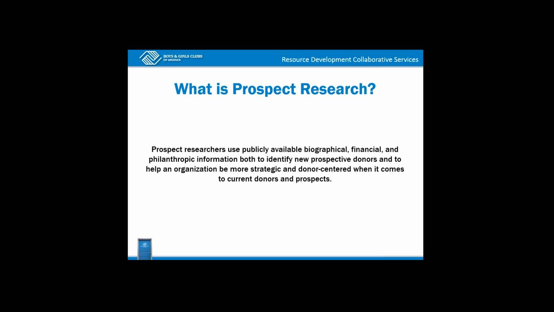So what is prospect research? Prospect research uses publicly available information about your donors and prospects, both biographical, financial, and philanthropic information, to help you be more strategic and donor-centered when it comes to your prospects, both current and new prospects. Basically, it's used to identify donors who have the capacity and inclination to make a major or planned gift. Prospect research information, along with information gained through the cultivation of face-to-face visits, allows an organization to implement more strategic solicitation plans for their prospects.